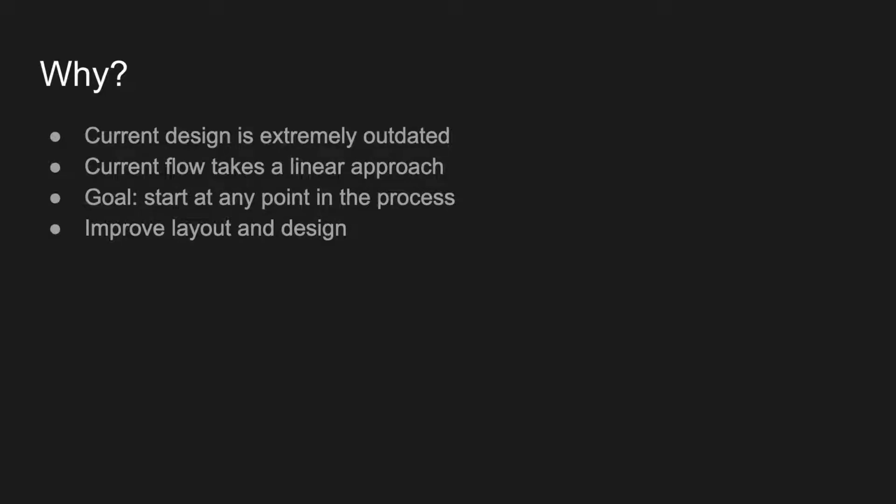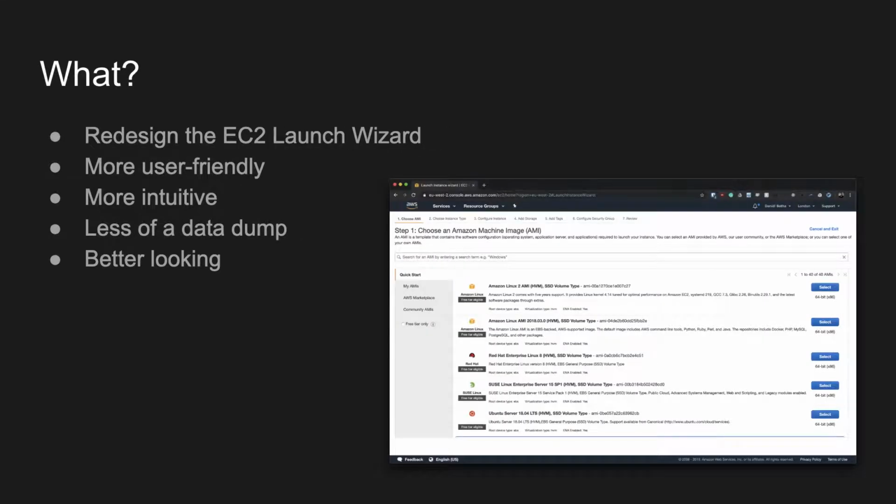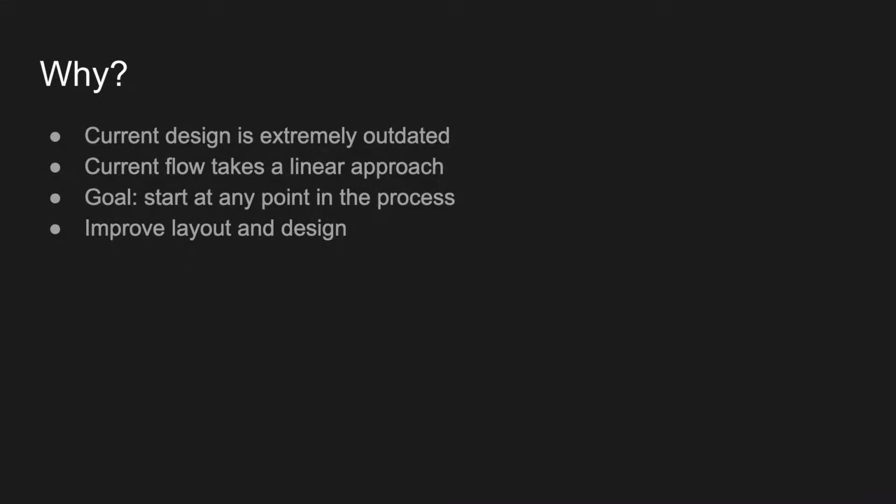The current flow on the EC2 Launch Wizard, as you can see over here, is also very linear. So you have to do all of the steps in a certain order, and that is not always very desirable. So one of the big things we wanted to change is giving the user the ability to start at any point in the process. And then probably the biggest thing we tried to do and we feel accomplished is to improve the layout and the design of the application.